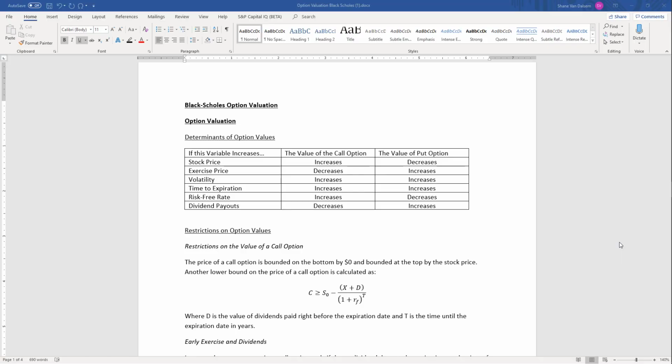Hello everyone, this will be the last topic for BU 483 for the spring 2020 semester. In this topic we're going to go through the Black-Scholes option valuation, and specifically we're valuing options using the Black-Scholes option pricing model. This isn't the only way to value options, but it is the most used, most common way that we see people value options.